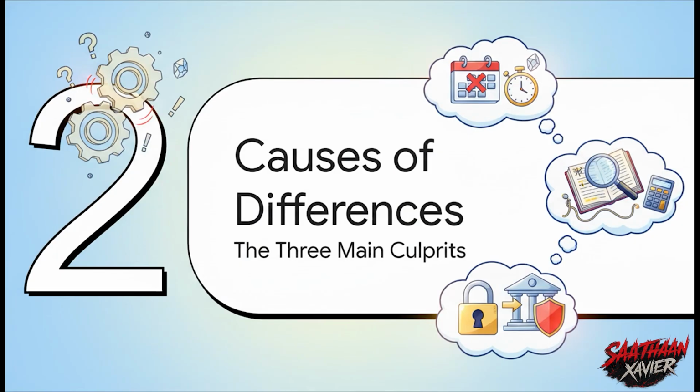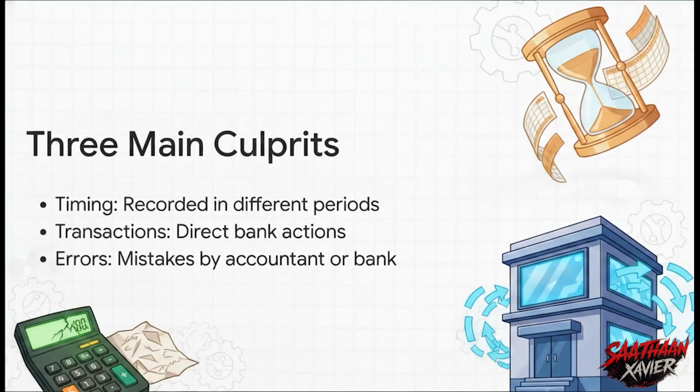Moving on to Section 2, let's look at the actual causes of these balance differences. According to our source material, we can actually categorize every single discrepancy into one of 3 main culprits. First up, we've got timing differences. These happen when transactions get recorded in different periods, like that check you issued that the recipient just hasn't bothered to cash yet. Second, we have direct transactions. These are actions initiated by the bank directly, without your immediate knowledge. Think of things like surprise bank charges, or maybe a tenant directly depositing rent right into your account.